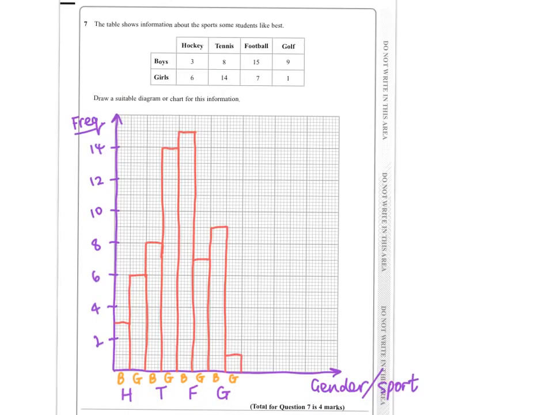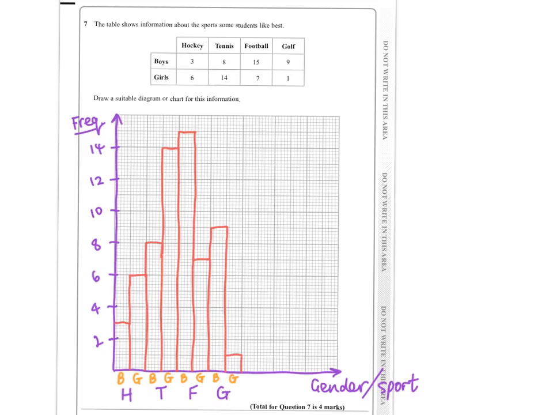For question 7, I thought I'd do the chart first and then talk through it with you. You have to draw a suitable diagram or chart for this information. Now, it has boys and girls here and the actual sports involved. I've done a little note here. I could have written these out in full, which I suggest you probably would do, or just do a little key down the side. So this is the gender, i.e. boys and girls, and the sports that were done.